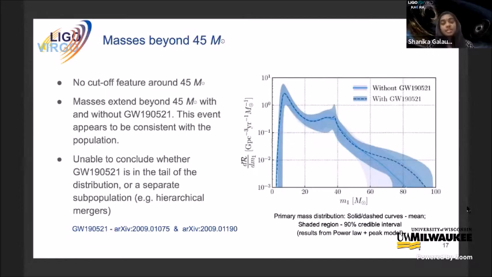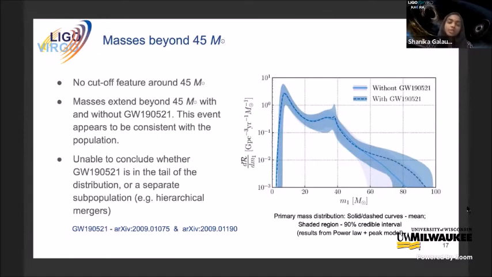What we also see is that there are masses beyond 45 solar masses in our mass distribution. So going back to the idea of pair instability supernova, we expected this cutoff at high masses. We don't really see this abrupt cutoff, and that's also evidenced by the presence of 1905-21. So that is the most massive event that we've detected to date. And this event is in the tail of this distribution.